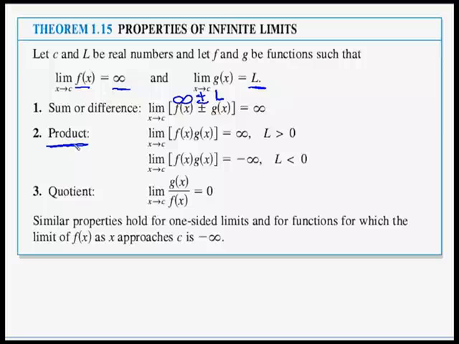What about the product of them? If we have f of x times g of x, that's sort of like saying infinity times some number L. Or maybe let's just plug in a number for L. If it's positive, infinity times 3 is still infinity. If our limit is a negative number, f of x times g of x would be infinity times negative 4. That would make it negative infinity.